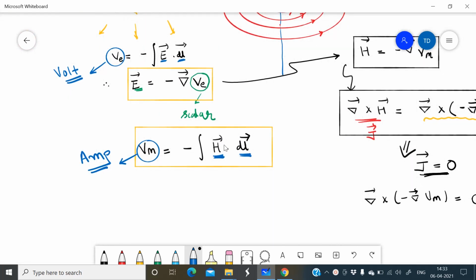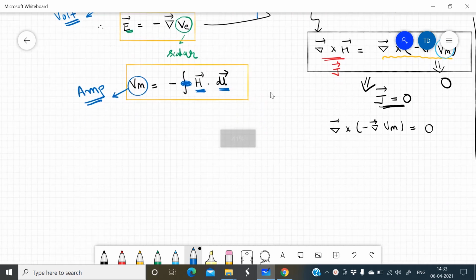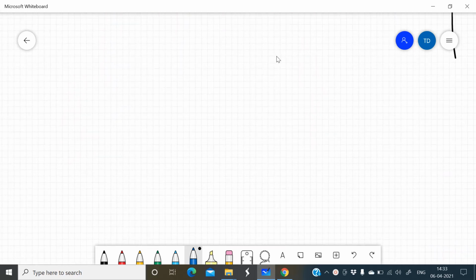This integration is not closed. If this integration is closed, it becomes Ampere's circuital law. So the integration is not closed in this case. What is the unit of Vm? The unit of Vm is Ampere. Now let us discuss the next topic, which is vector magnetic potential.